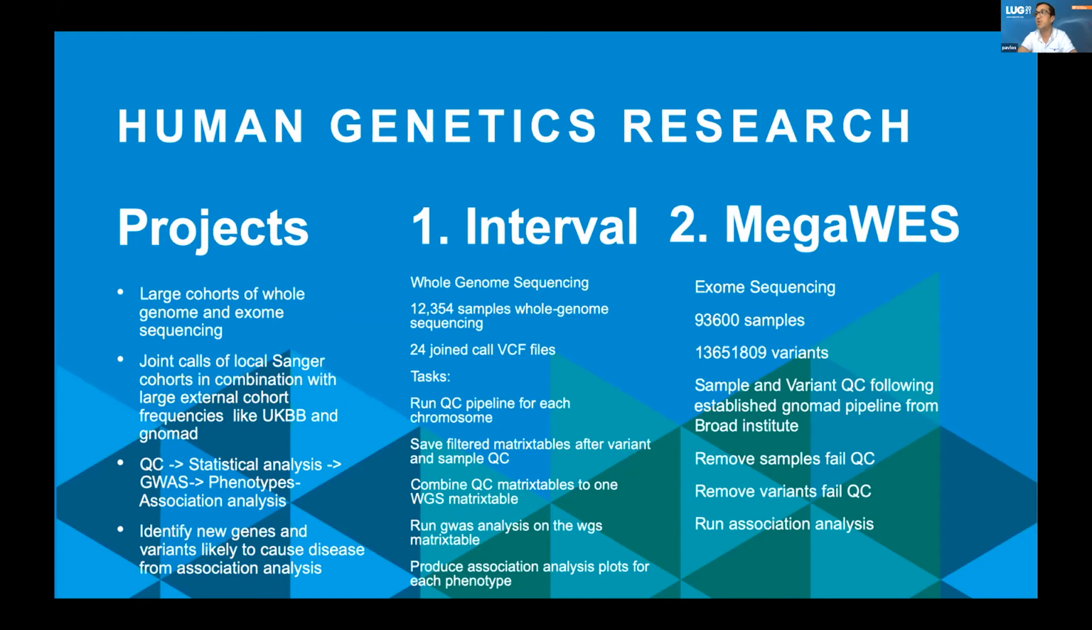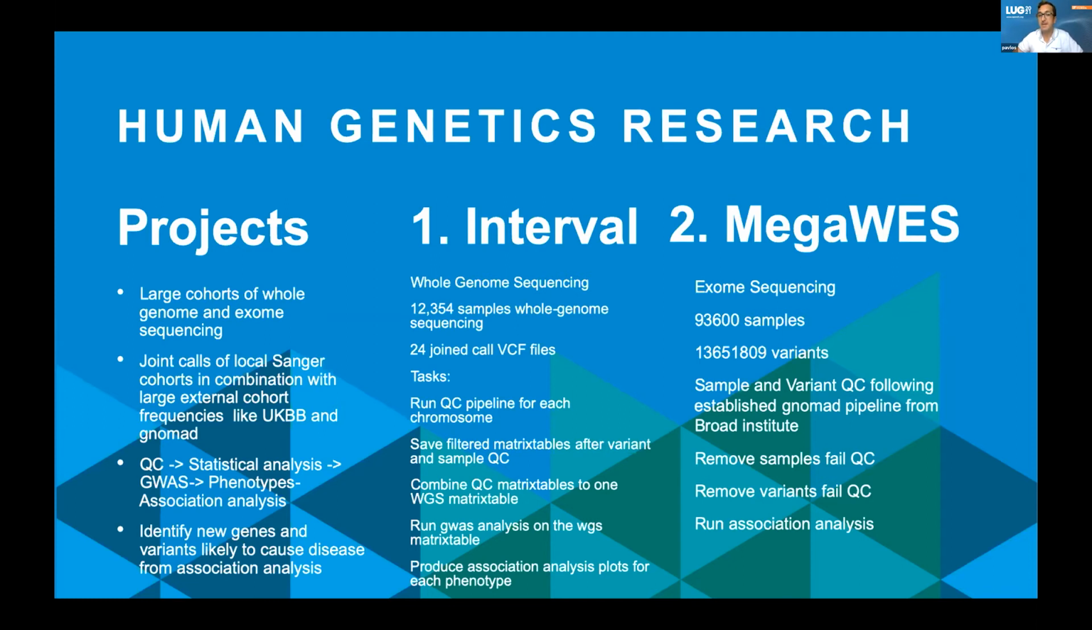There were 24 joint call VCF files with the variants of these samples. And the task that was given to us was to run the quality checking pipeline for each chromosome of this large cohort, save the results after the variant and sample QC, combine all the individual chromosome files into one large whole genome-wide matrix table, and then run the GWAS analysis for this whole genome sequencing file to produce association analysis files and plots for each phenotype.